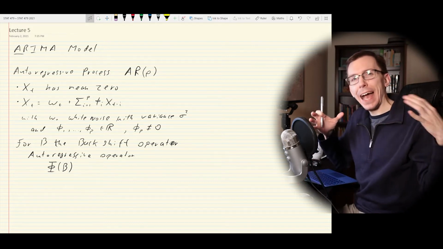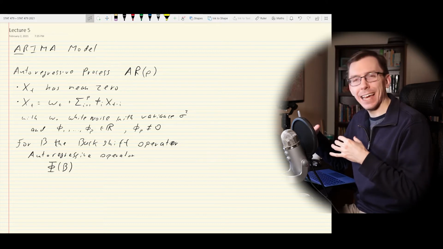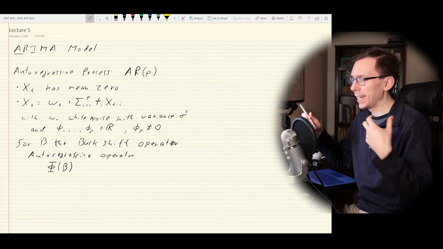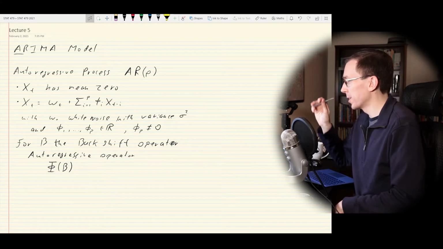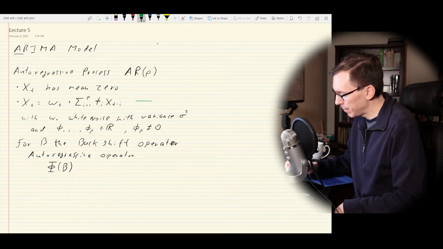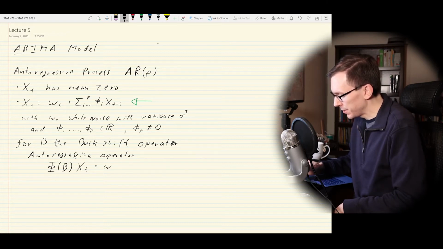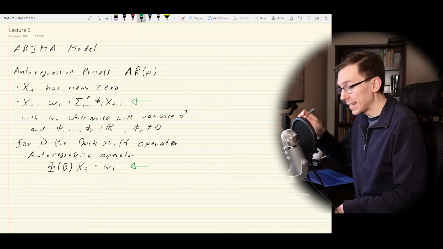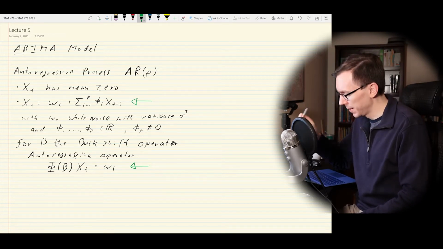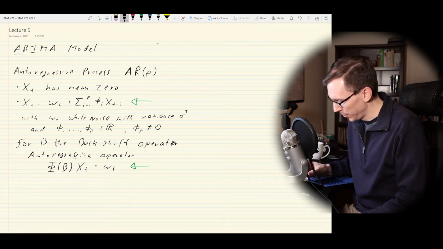So the operator, remember, acts on the time series xt. If I apply the backshift to xt, I get an xt minus 1 out. The way that we're going to do this is we're going to rewrite this equation up here as capital phi of B applied to xt is equal to wt. So this is going to be a nice shorthand notation. And it's actually going to be convenient because this capital phi is going to be very important.